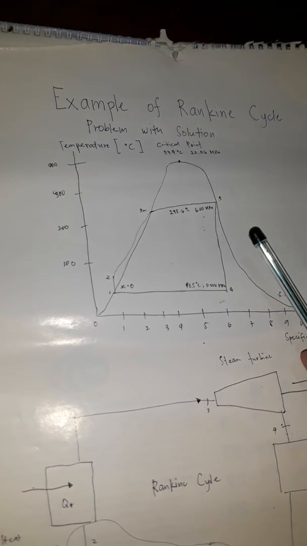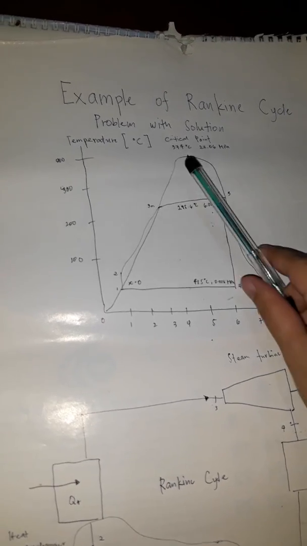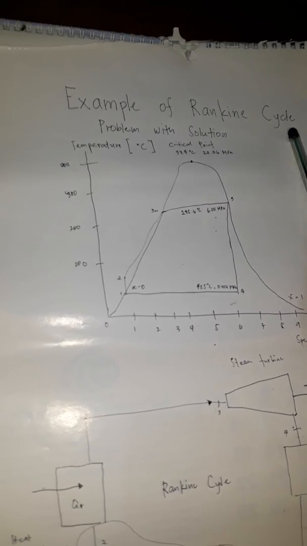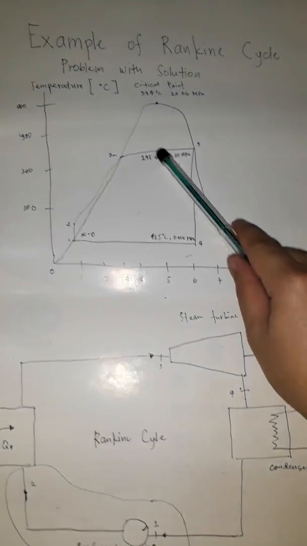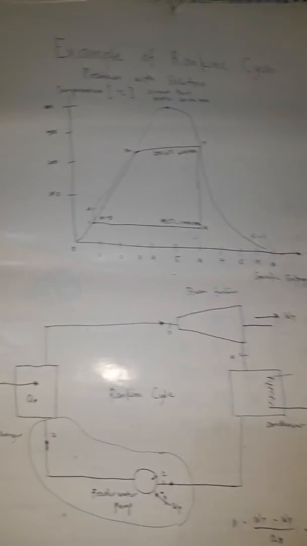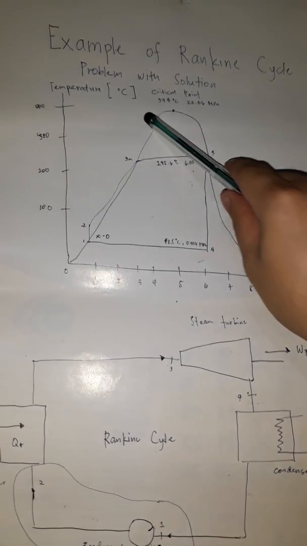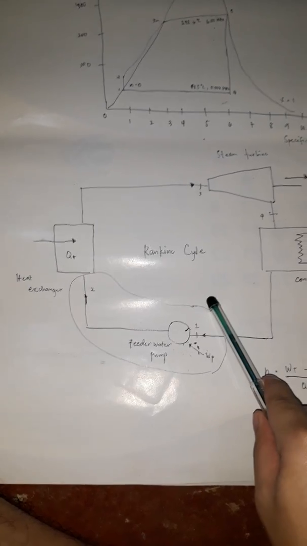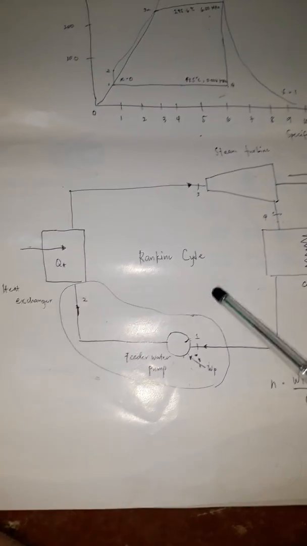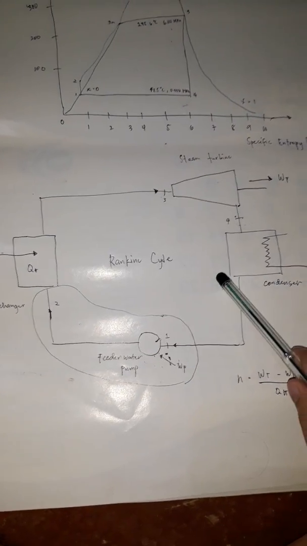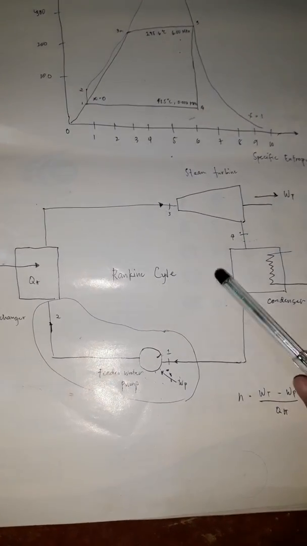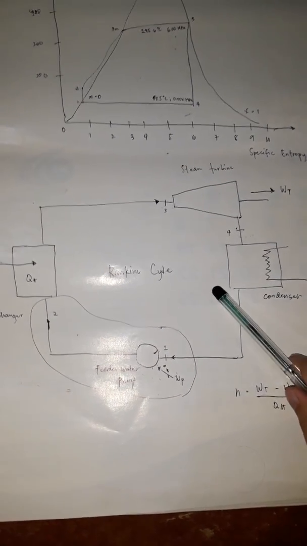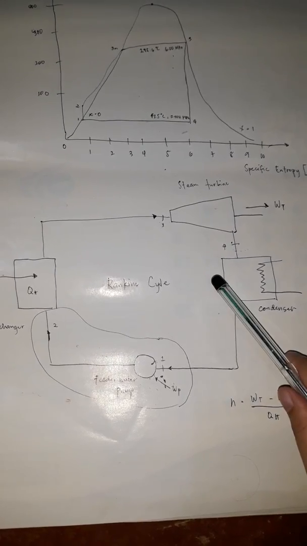In this video, I'm going to show you an example of a Rankine cycle problem with solution. The given problem: we have a TS diagram and we have a Rankine cycle. Let's assume the Rankine cycle, which is one of the most common thermodynamic cycles in thermal power plants.